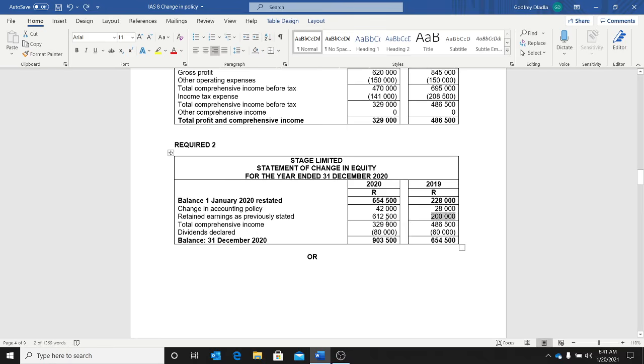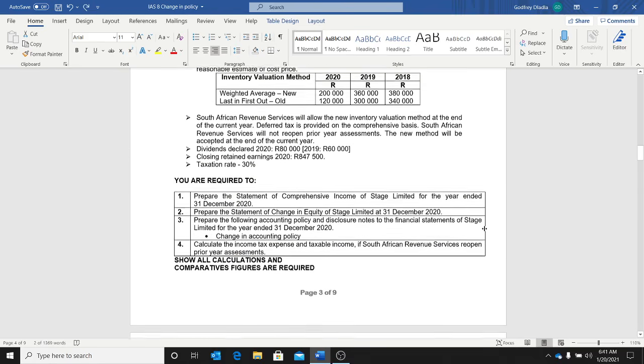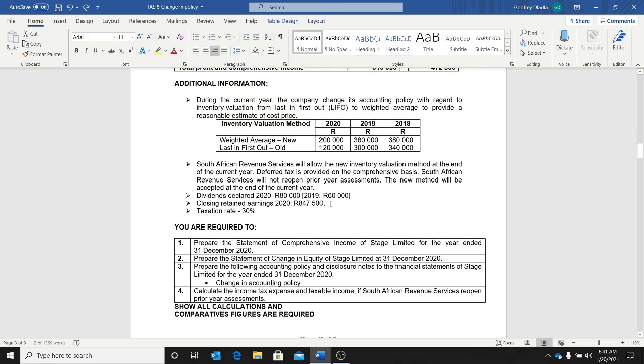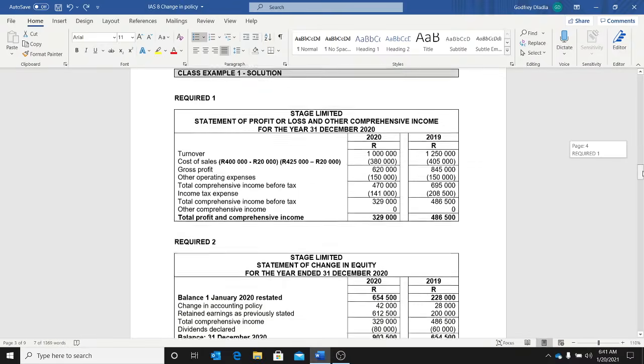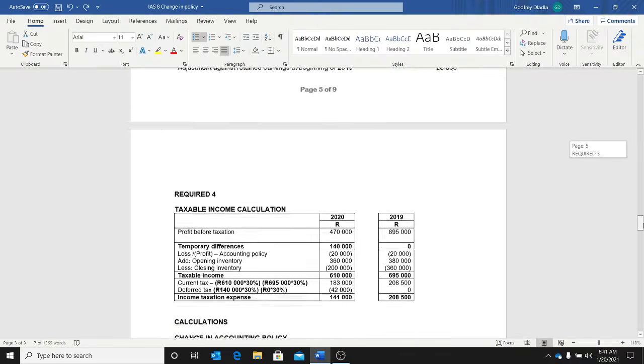But you'll notice something. These two figures that I'm highlighting, they're not given to you in the question. In some questions you are given them, in some you are given one and then you calculate the other one. In some you're not given even both of them. In this exercise you're not given both of them. You're given the closing here. So what you need to do is to calculate it yourself. Now, here's this calculation.